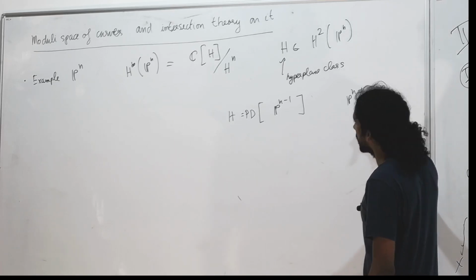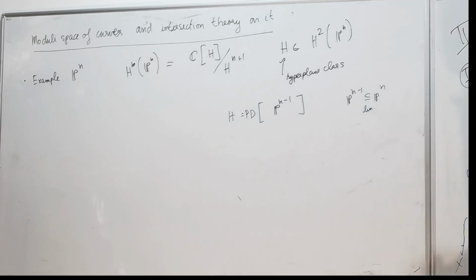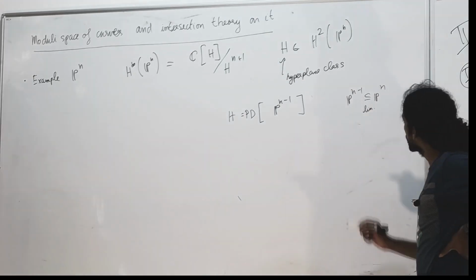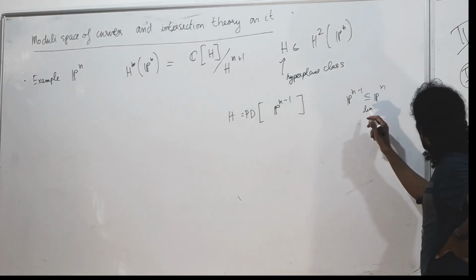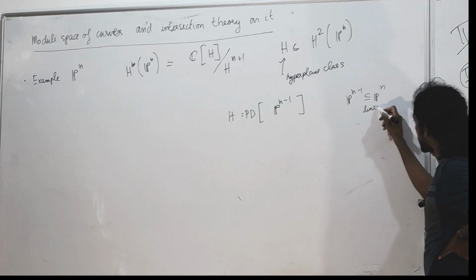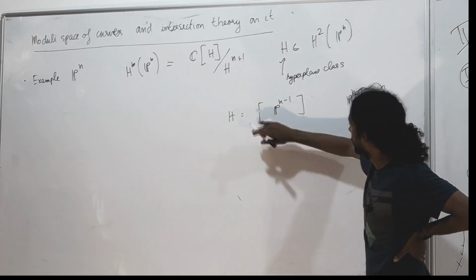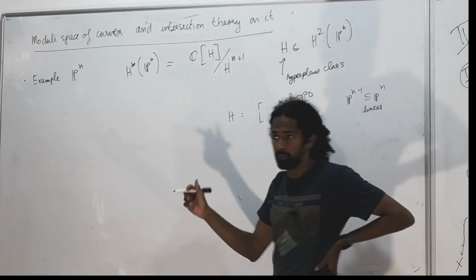That's right. Yeah, thanks. So this is some linear subspace sitting here, and the Poincare dual of this class is the hyperplane class in cohomology.